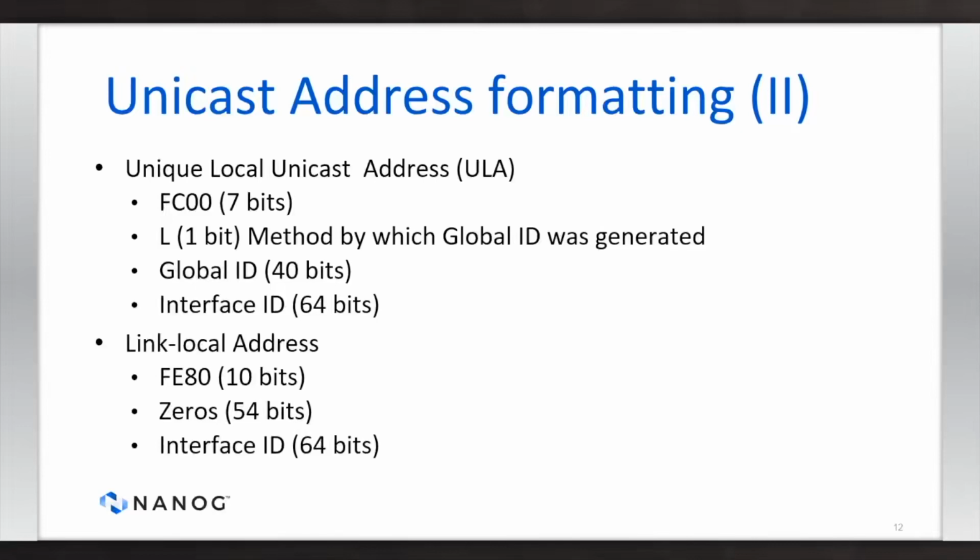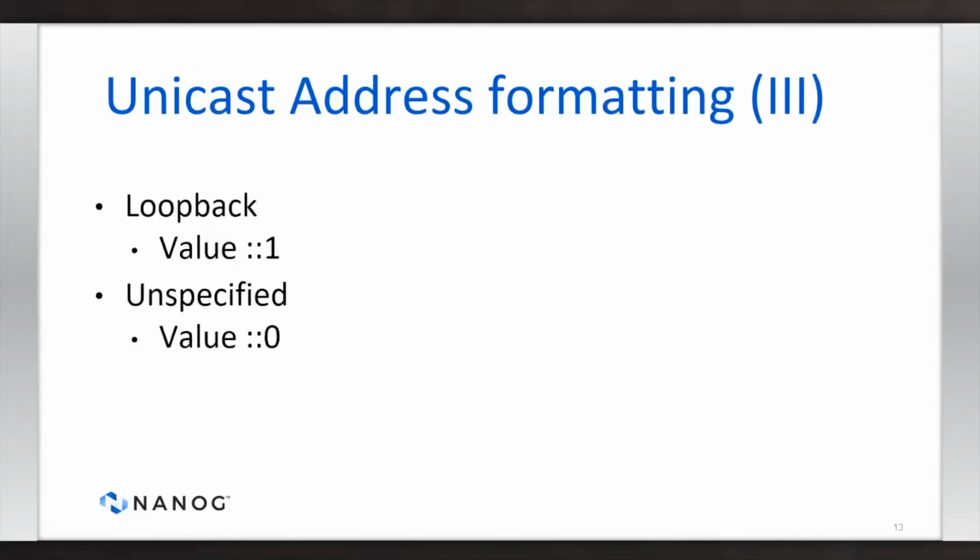Link local starts with FE80, 10 bits, 54 zeros, and a 64-bit interface ID. Now, you might be seeing a pattern here. Everybody has a 64-bit interface ID. And some protocols you're going to see at the end of the presentation actually rely on that. We'll talk about those when we get there. A couple more special unicast addresses. The loopback, ::1, and unspecified, ::0.